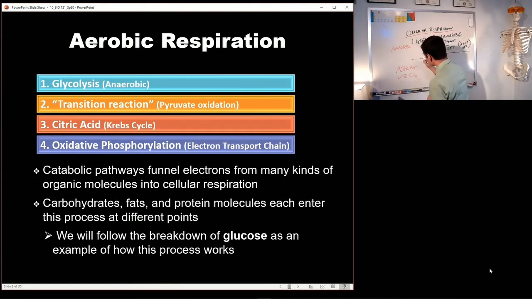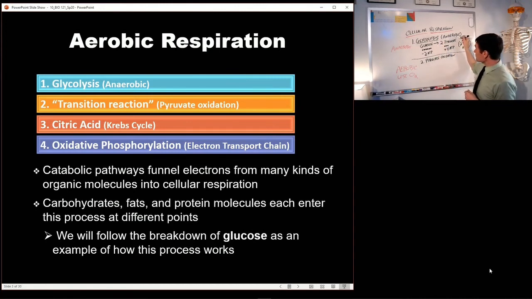Step 2. Well, now we're using oxygen and we have these pyruvate molecules. Step 2 is pyruvate oxidation. Sometimes this is also referred to as the transition reaction. The reason is because after glycolysis, we have these molecules. Glycolysis happens outside the mitochondria. Then these two pyruvate transition into the mitochondria, and immediately they get oxidized.